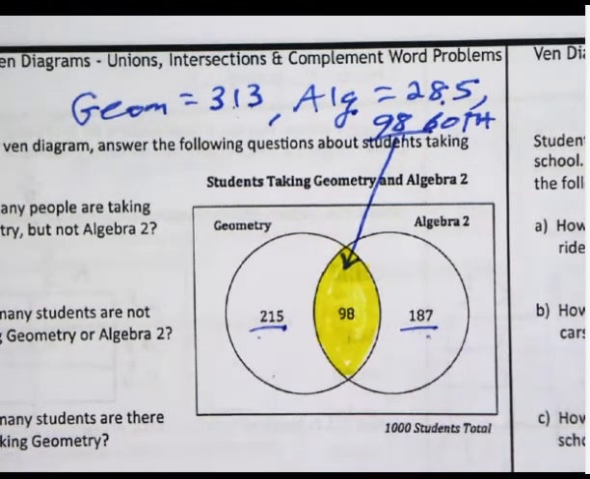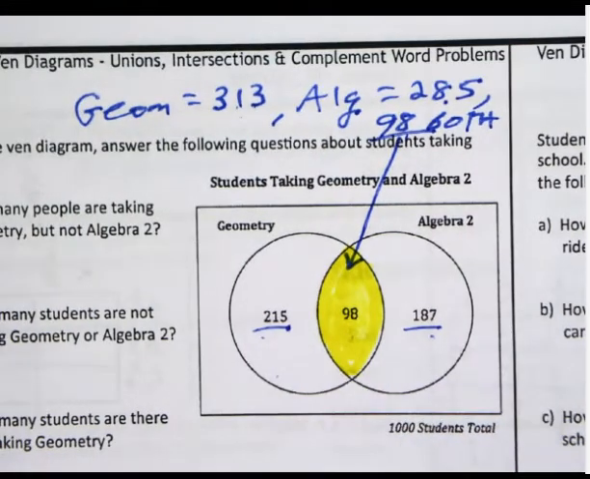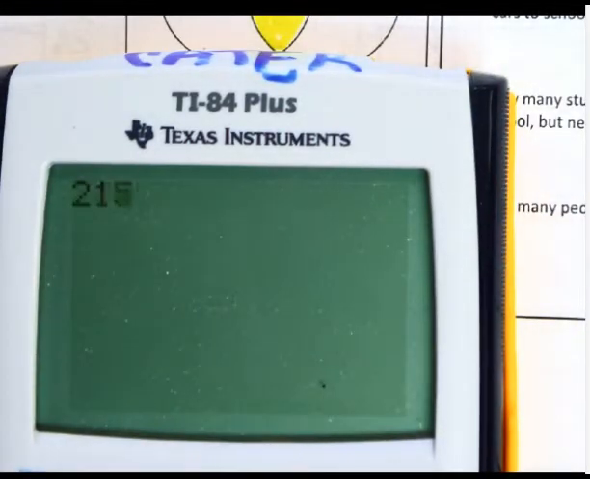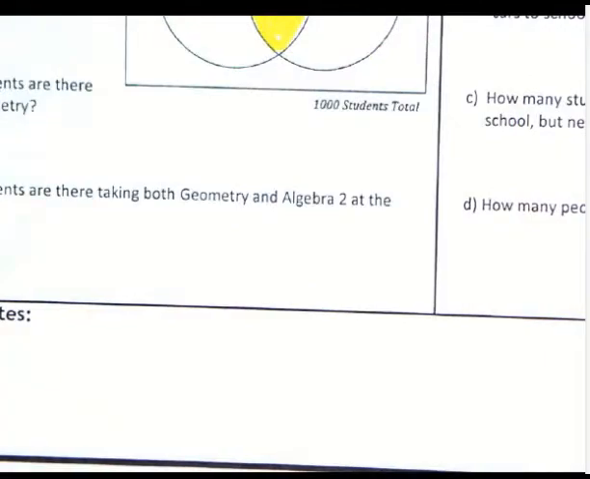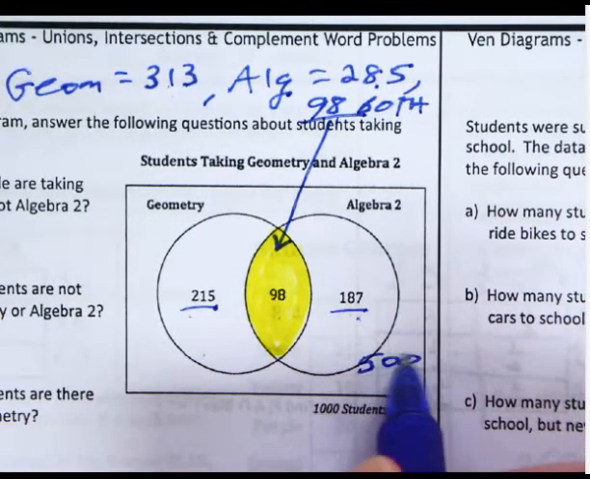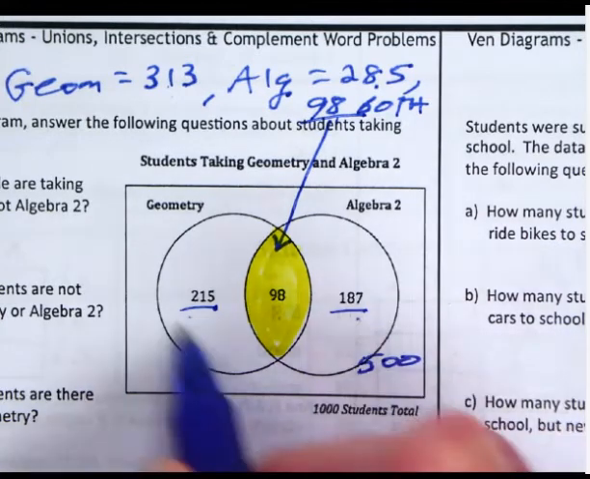Then if you add those three numbers together, if you take the 215, the 98, and the 187, that's the total number of kids that you have. So if I go in and I say, okay, well now I'm going to take 215 plus 98 plus 187, I get my total of 500. So that would mean that there are 500 kids altogether taking geometry and algebra 2. So 500 would be this number totaled up.